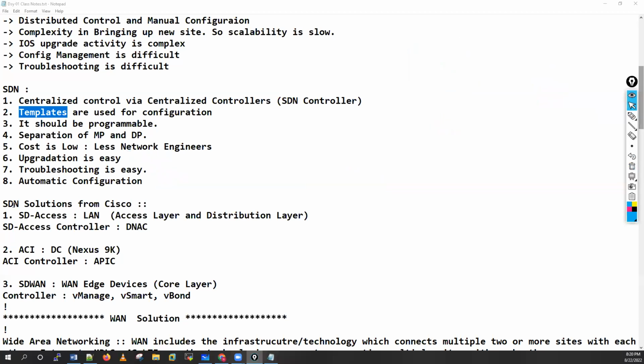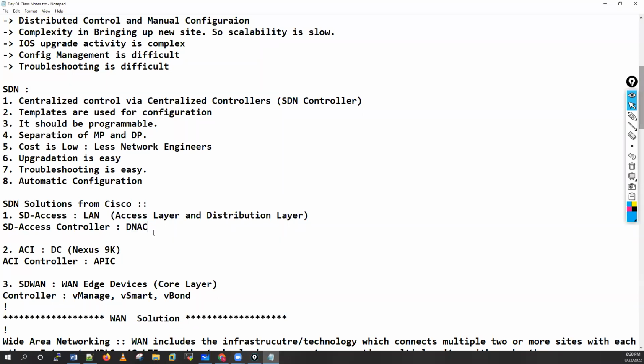Now Cisco has offered 3 SDN solutions: SD-Access for your local LAN environment, where we have one controller known as DNAC. This is the SD-Access controller. The name is DNAC, guys.